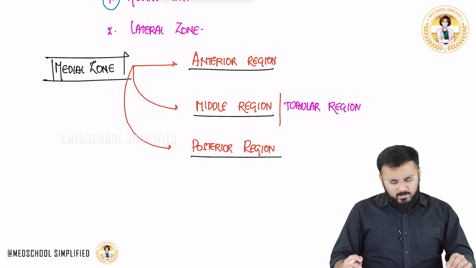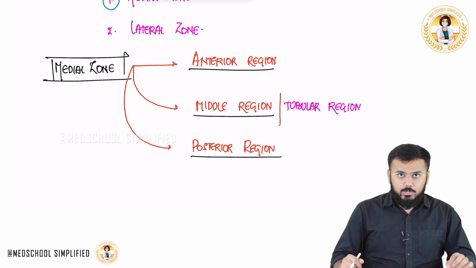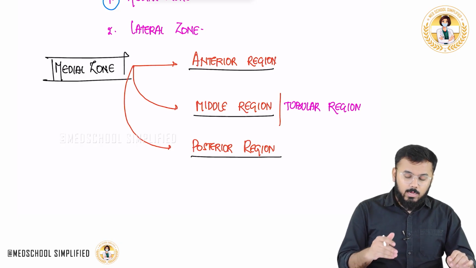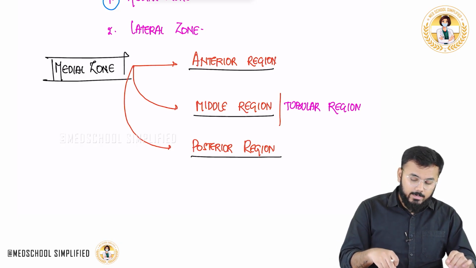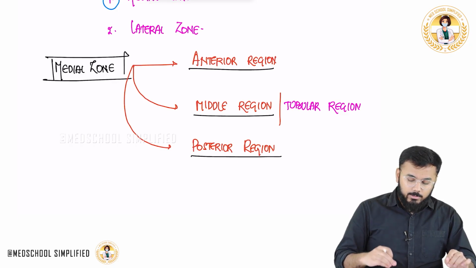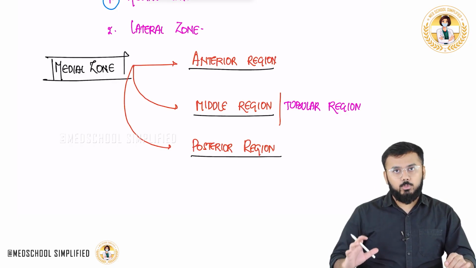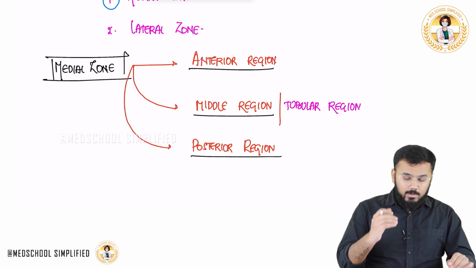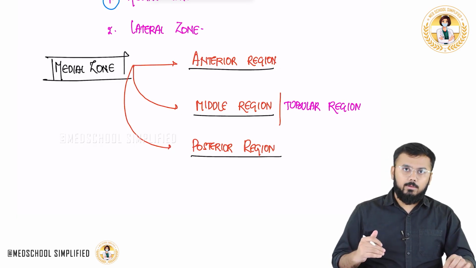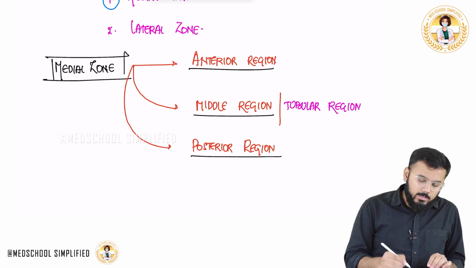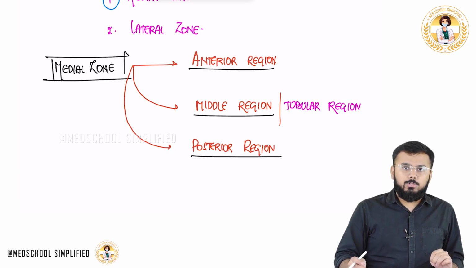Okay, so what I will do is that first I will draw a picture and I will tell you what are the nuclei that are located in the anterior region, what are the nuclei that are located in the middle region, what are the nuclei that are located in the posterior region. After that, I will write down individually or separately. So let us completely discuss what are the nuclei that are located in the anterior region, middle and posterior, right?